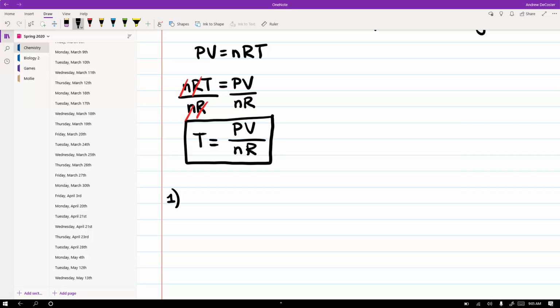Let's go through the first problem. Number 1, a 250 milliliter bottle is filled with 1.5 grams of carbon dioxide gas at a pressure of 4 atm. Calculate the temperature of the gas. All right, so temperature equals pressure times volume over N times R. All right, so P is pressure. What's the pressure of this gas? Well, it said 4 atm in the word problem. So P is 4 atm.